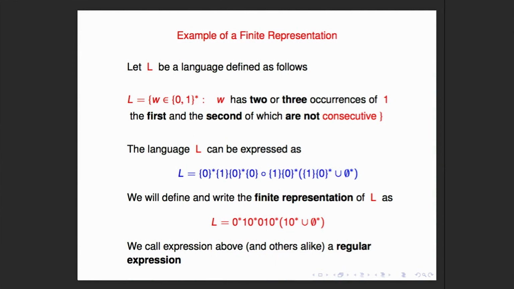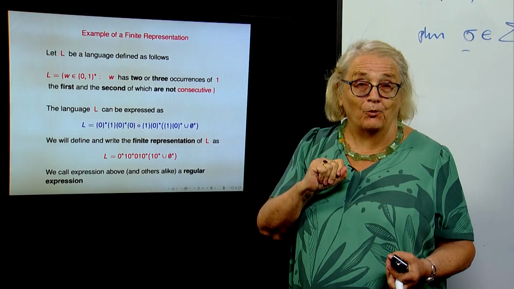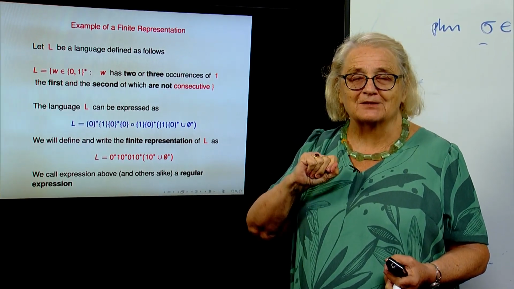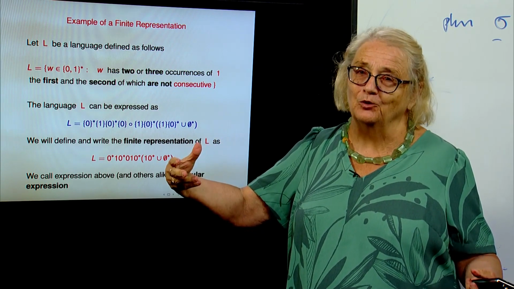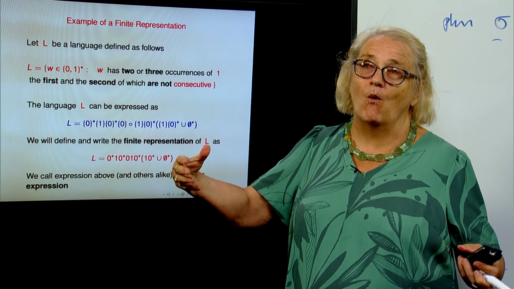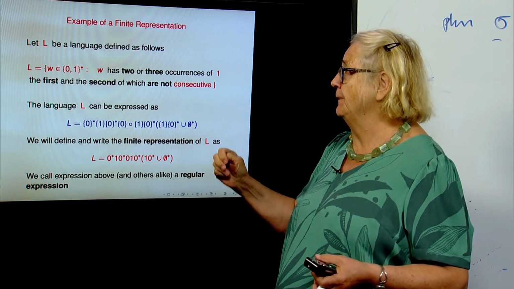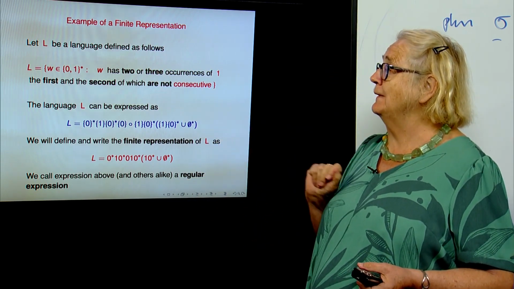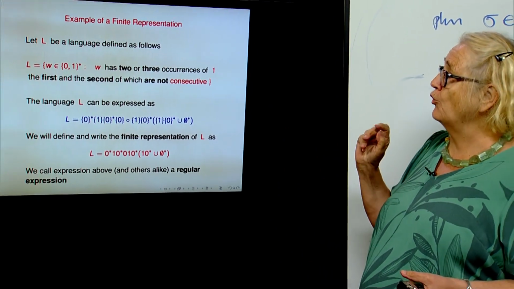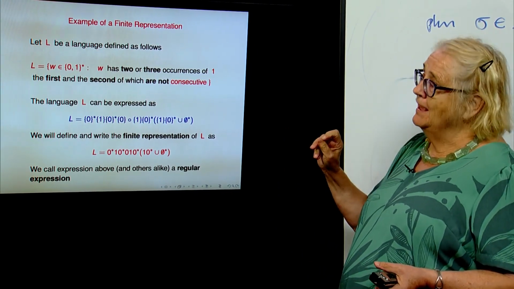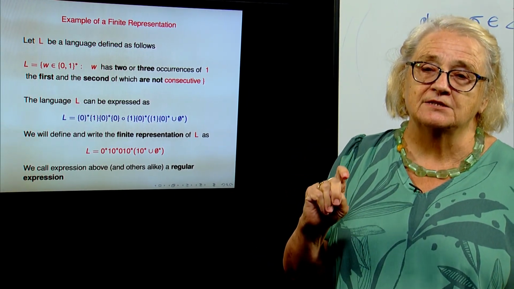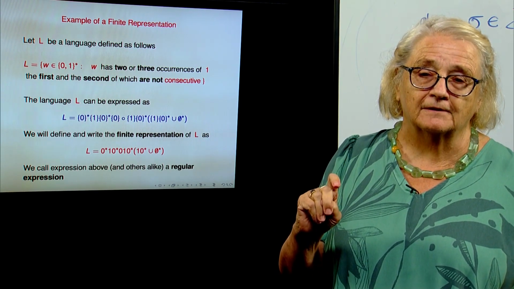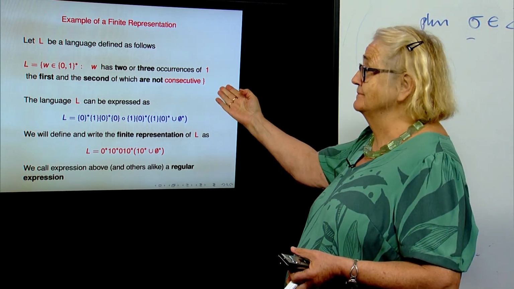So here's a language. This is an example from the book. It's the only example the book gives. So that's why I'm talking about the lecture notes, which have a little bit more than the book. So let's look at the language. w has 2 or 3 occurrences of 1, the first and the second of which are not consecutive. Nice property.